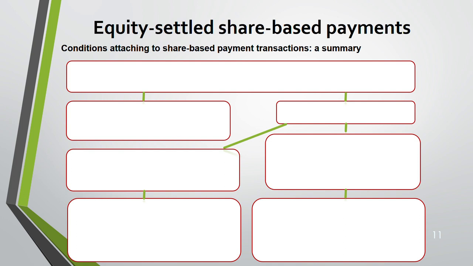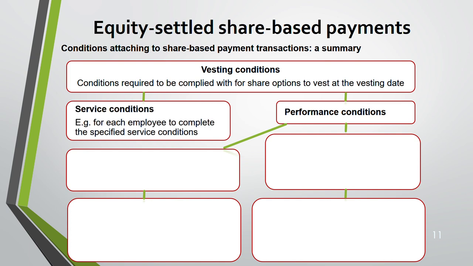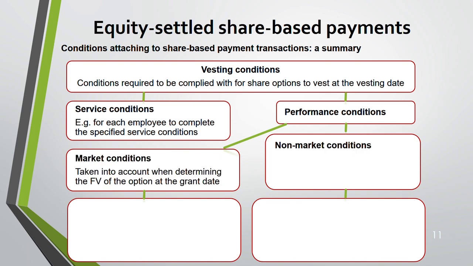Now, this is a summary. If you go through this summary, that's more than enough. For example, vesting condition: conditions required to be complied with for share options to vest at the vesting date. You have to comply with this vesting condition. If you don't, you are not entitled to the share option. Vesting conditions are of two types: one is performance condition, the other is service condition. Service condition means each employee has to complete the specified service, let's say 3 years, 2 years, whatever. Performance conditions are market and non-market.